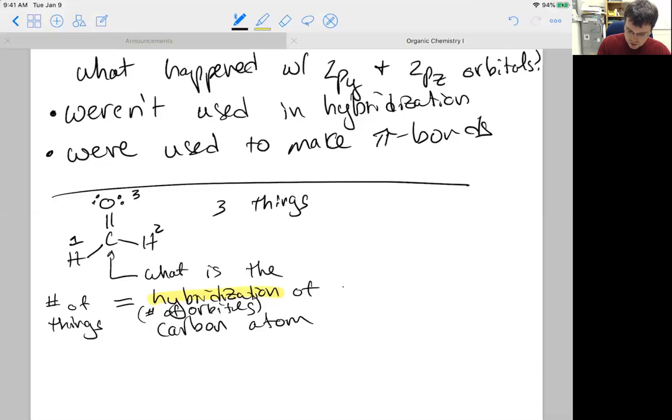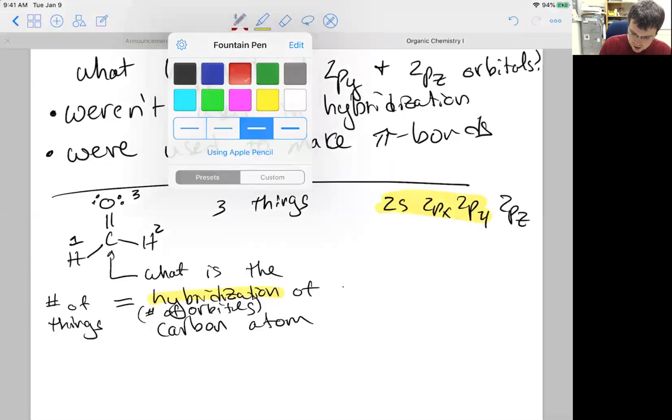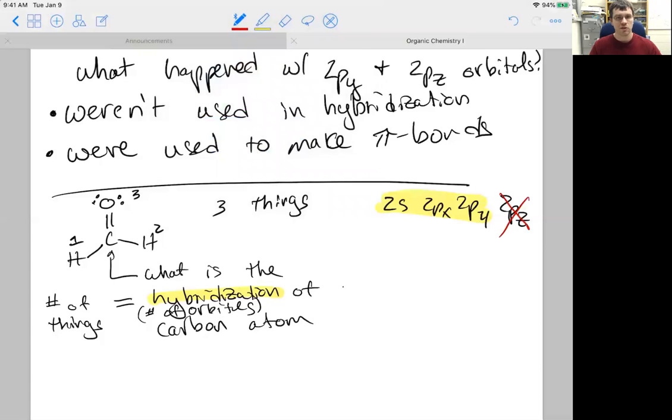So how many orbitals do we need? We have the 2s, the 2px, the 2py, and the 2pz. The 2s is always used. And this time, we need to hit 3 orbitals. We're not going to use all of the p orbitals. We'll use 2, because 2 plus 1 equals 3. It's going to leave the 2pz orbital out in the dust, right? No, it's going to be involved in forming a pi bond.